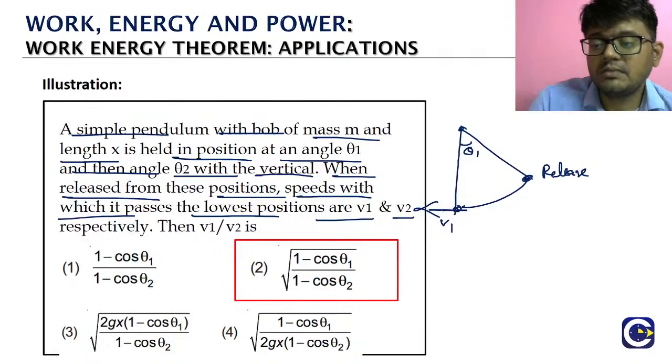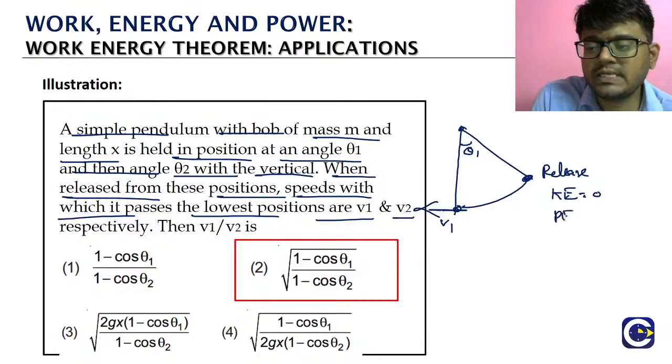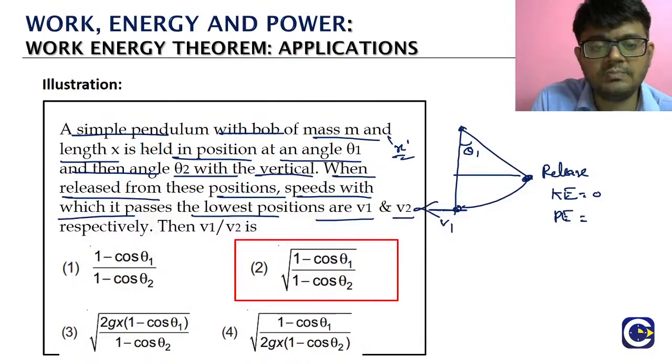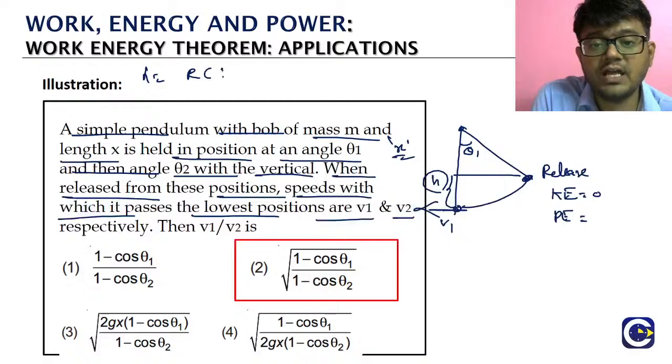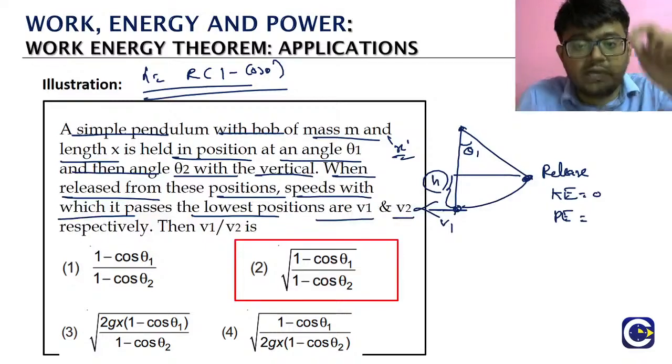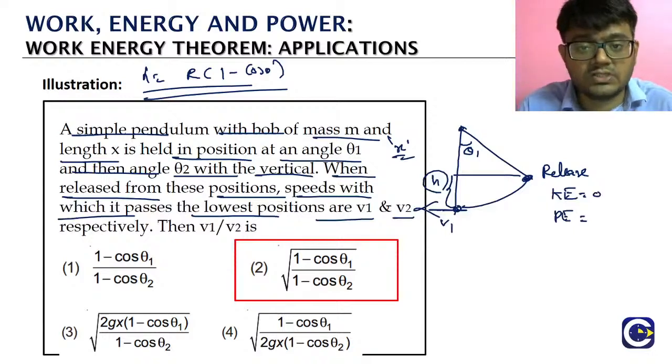Look here, if we release from here, what is the kinetic energy initially? It is 0, because when releasing, the kinetic energy is 0. What about the potential energy? We have already discussed this. If the radius is x, here the length of the pendulum is x, so the radius will be x. At the theta 1 position, what is the height above the reference level? Do you remember the formula we derived? h is equal to r into 1 minus cos theta. If you hold it at a theta position, the height of that object above the reference level is r into 1 minus cos theta, right?